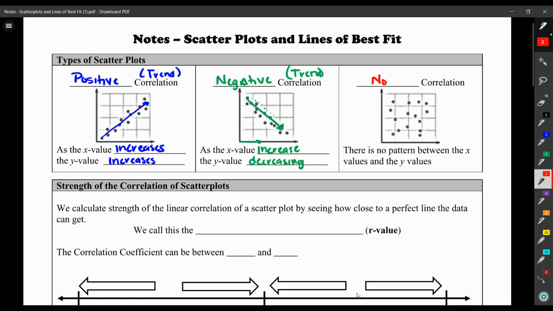Basically, there is no pattern to these x and y values. They're kind of just scattered everywhere. So they're not going up, they're not going down, they're just kind of randomly placed.